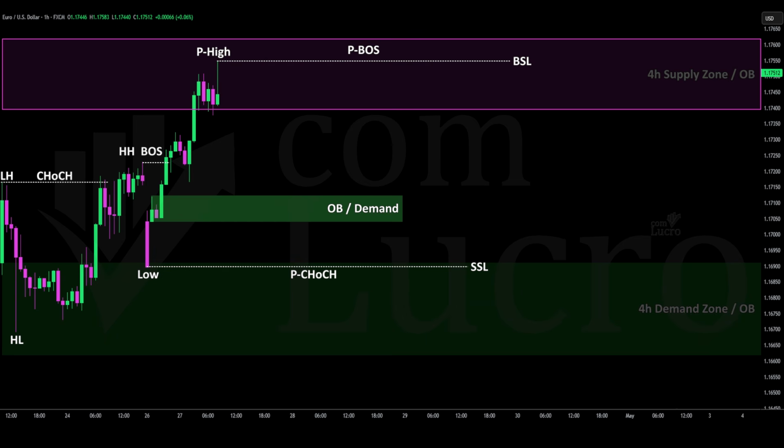In the following candles, buyers gradually lose control while higher time frame sellers begin stepping into the market aggressively. As we can see, price starts dropping sharply from the supply zone, creating a clear bearish structural shift and confirming that momentum is now transitioning to the downside.